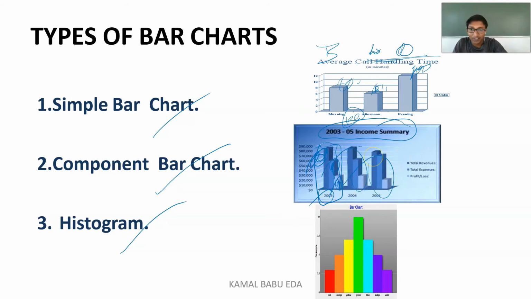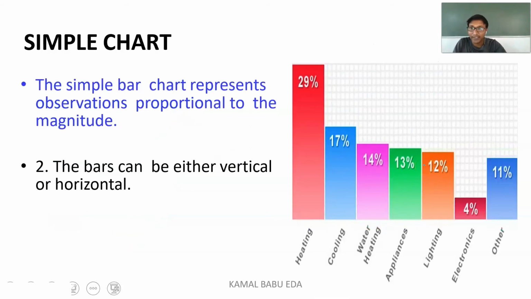So this is a component bar chart. And if you see the histogram, I will discuss that. So here, if you see the simple bar chart, the simple bar chart represents the observations proportional to the magnitude. These bars can be either vertical or horizontal.